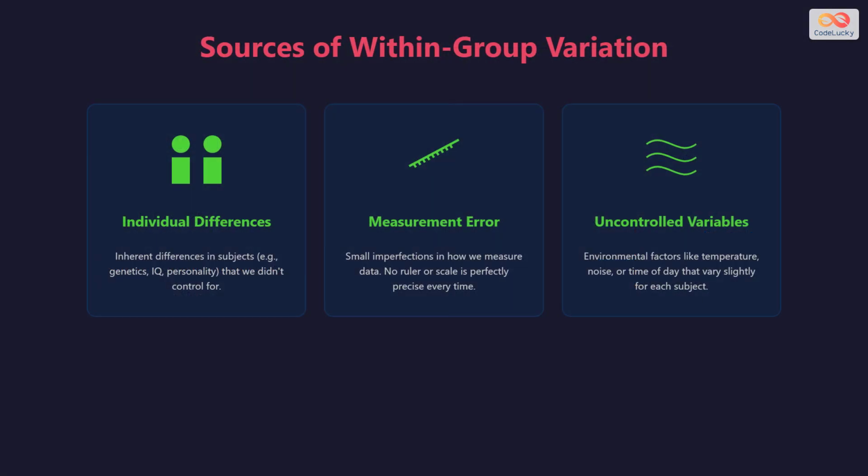You might wonder, why aren't all data points in a group the same? There are three main sources. First, individual differences. People and subjects are naturally unique. Second, measurement error. Our tools are never perfectly precise. And third, uncontrolled variables, slight changes in the environment that we didn't account for.